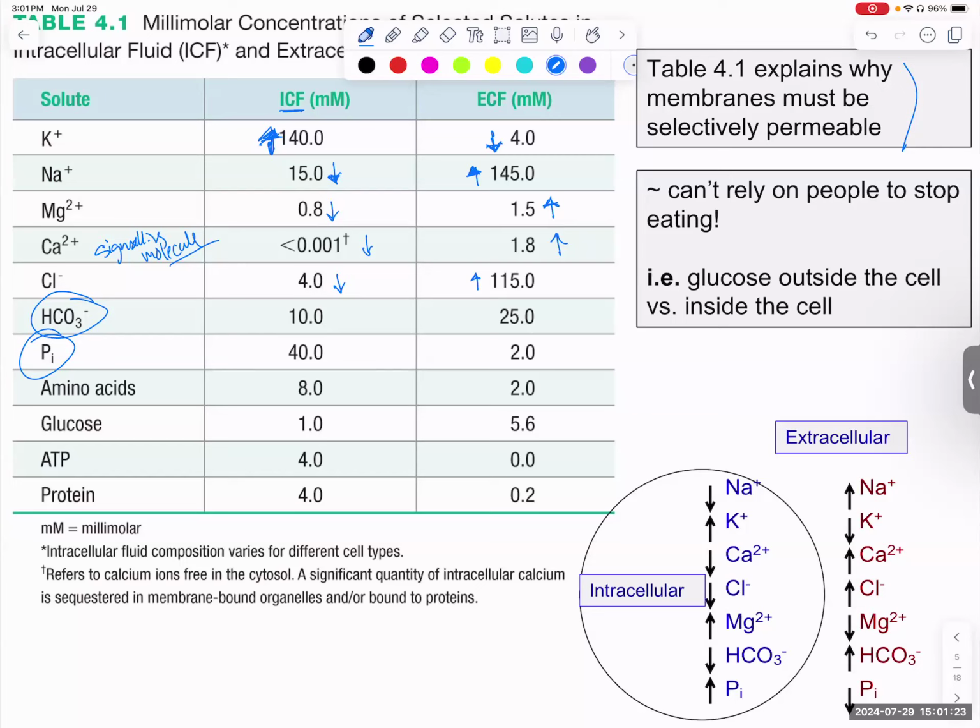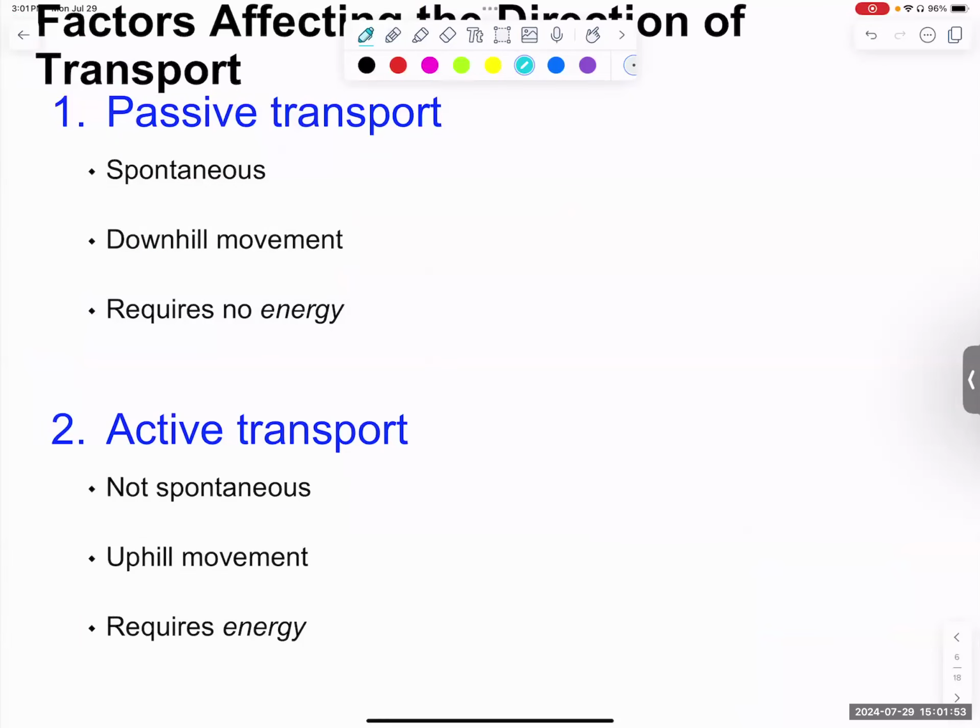We can't depend on people to stop eating sodium, right? We just love salt, tastes so good. Just keep eating salt and it'll just keep building up. And if the cell membrane wasn't permeable, or selectively permeable, all that salt would go straight into the cell and water would follow and that cell would blow up. So we do not want this to happen. And so cell membranes regulate what comes in and out through facilitated diffusion.